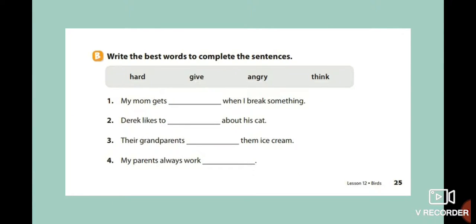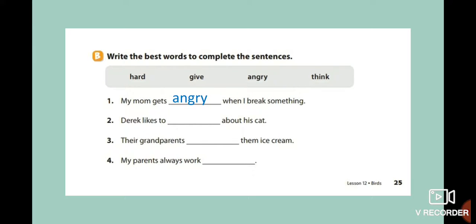So let's see. Now we continue with part B. This one is on page 25. In this case, we write the best words to complete the sentences. We have 4 options: heart, give, angry, and think. For example, my mom gets angry when I break something, when I break a glass or a dish. Yes, specifically our moms get angry.